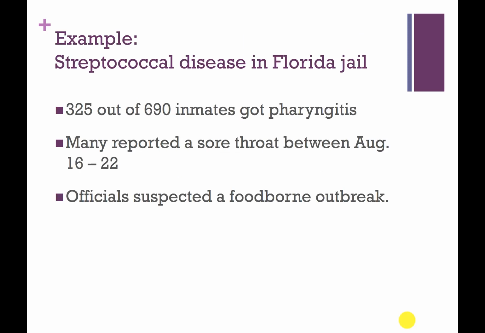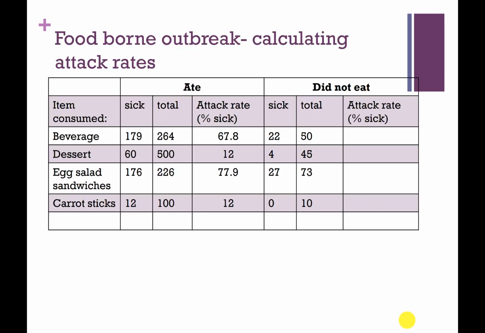And of course, since it's a rate, we're going to have to multiply by 100. Let's do an example. Here you have the streptococcal disease in a Florida jail. You have 325 out of 690 inmates who got pharyngitis. Many reported sore throat between August 16th and the 22nd. Officials suspected a foodborne outbreak. And this is a table showing the items consumed and not consumed by what percent of the population.